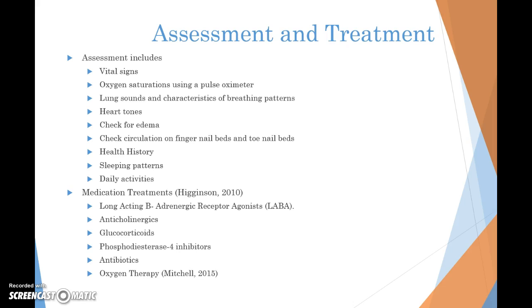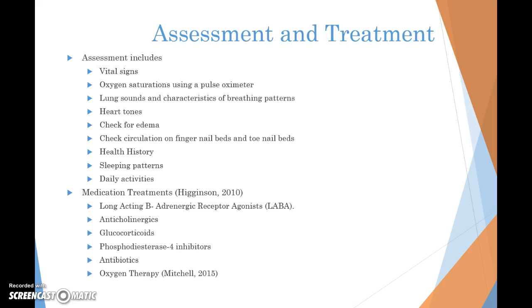Edema could be present due to right-sided heart failure or congestive heart failure, a common comorbidity in COPD patients. Checking the circulation of the nail beds, it could be sluggish due to poor oxygenation. Assess the patient for exposure to noxious chemicals such as excessive dust or cigarette smoke, past and present.